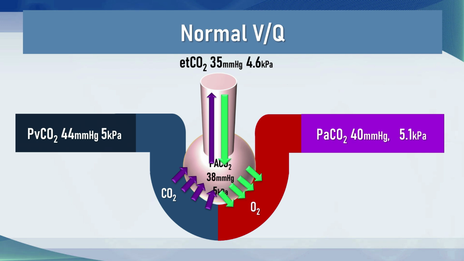Simultaneously, obviously, oxygen is diffusing inwards from the alveoli into the blood. Eventually, once equalization has taken place, the partial pressure of carbon dioxide in the pulmonary venous blood, which is the same as the systemic arterial blood, is about 40 millimeters of mercury. The alveolar CO2 settles down at around the same level, 40 millimeters of mercury, or 5.1 kilopascals.